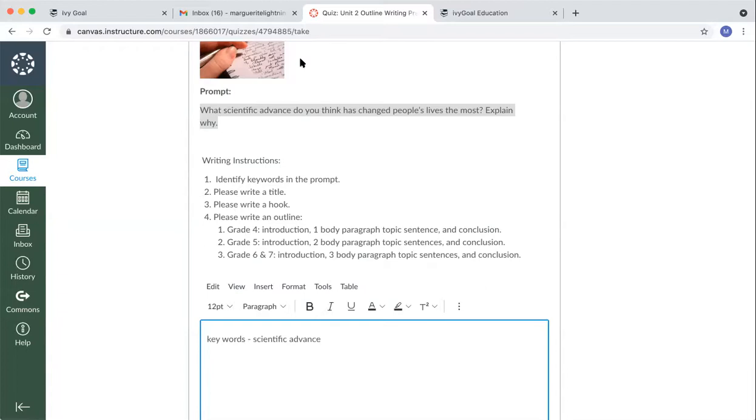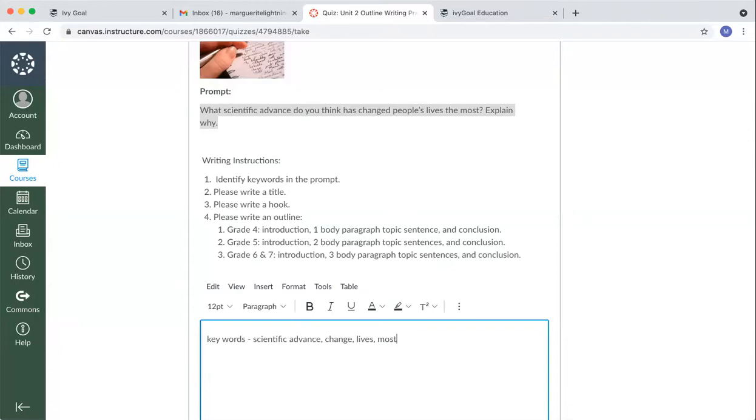Changed. Okay. So we have scientific advance, we have change. Serena, do you see any other keywords in that prompt? How says lives. What do you think, Serena? Most. Most? Okay, good. All right, so we're pulling out some keywords here.